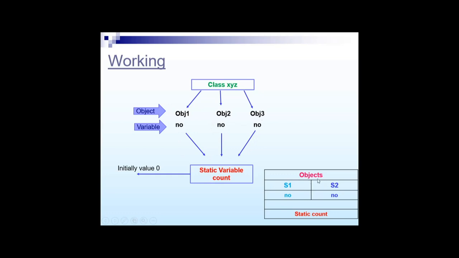You can also see this table: objects s1 and s2, two separate objects, then the number variable is separate for both objects, but the static variable count is common for both objects.